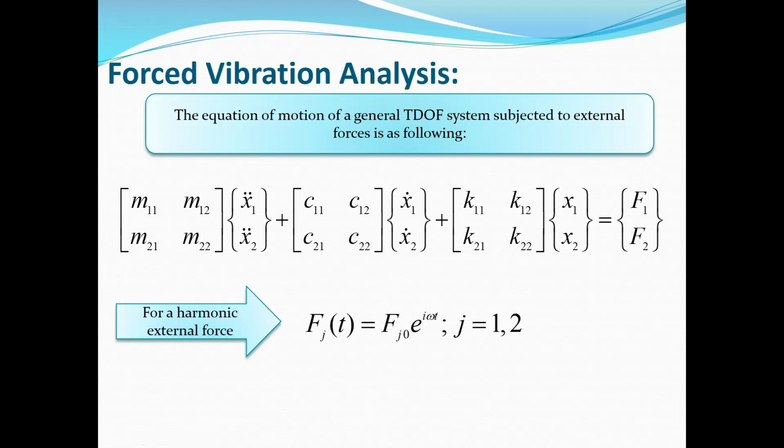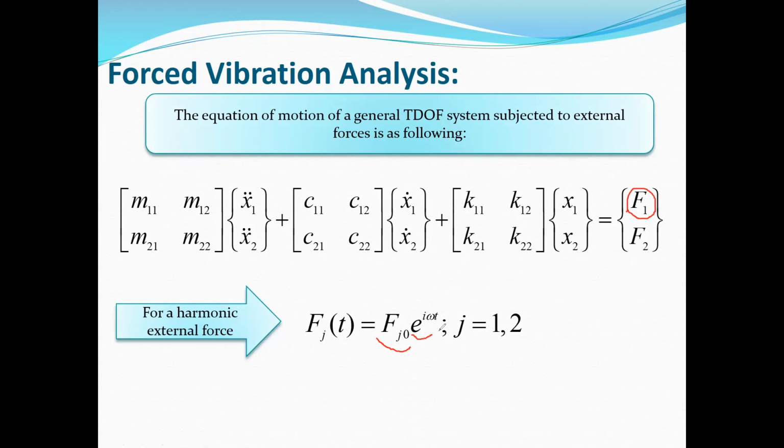To solve these equations, we need to consider the external force. In this course and in this section, we assume that the external force has a general exponential form, as you can see here, with amplitude F sub j 0, where j is equal to 1 and 2. It means that F1, the first non-homogeneous component in the first equation, is equal to F sub 1 0 multiplied by exponential i omega t. As you know, this exponential i omega t in fact is a harmonic function of time.